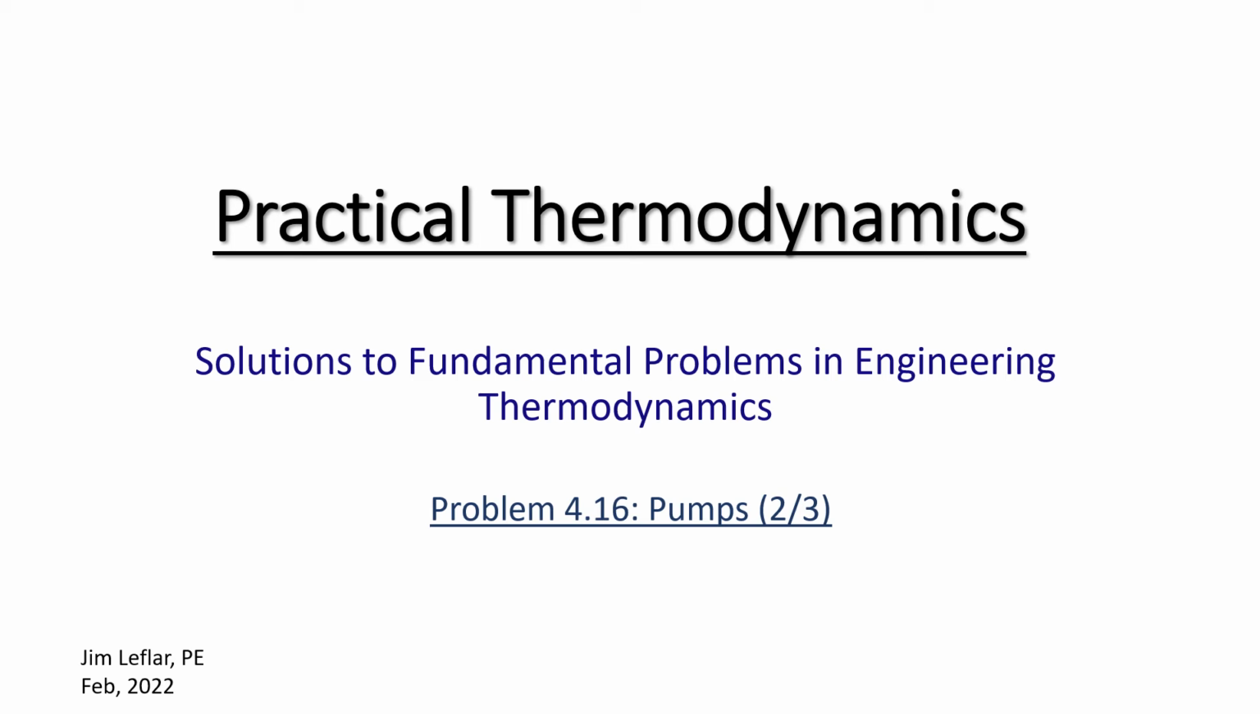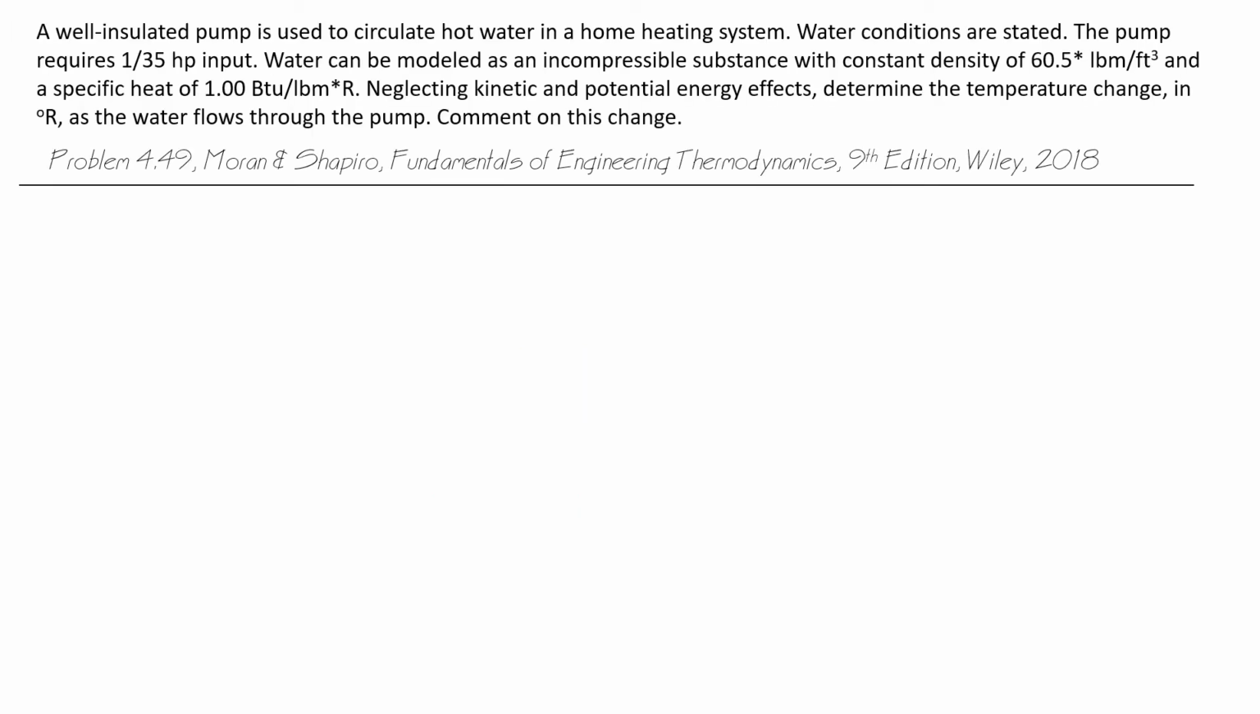Let's continue our exploration of pumps with another problem involving a hot water circulating pump. A well-insulated pump is used to circulate hot water in a home heating system. Water conditions are stated. The pump requires 1/35 horsepower input. Water can be modeled as an incompressible substance with constant density of 60.5 pounds mass per cubic foot and a specific heat of 1 BTU per pound mass degree R.